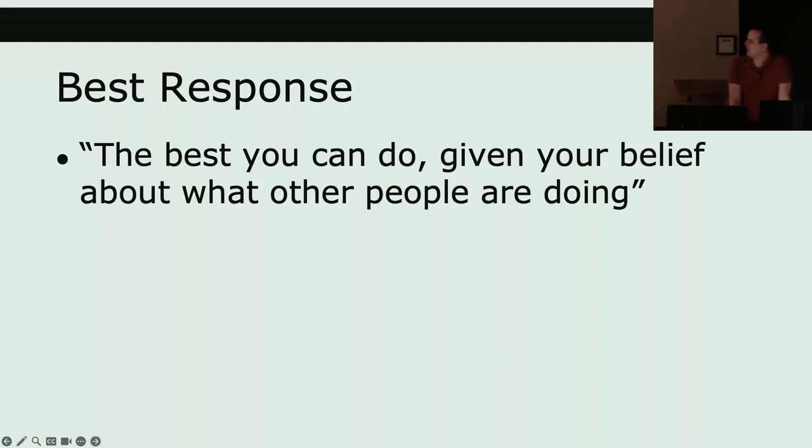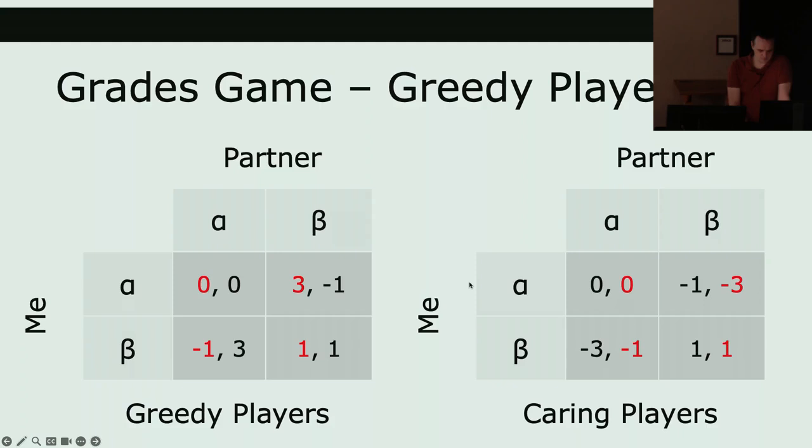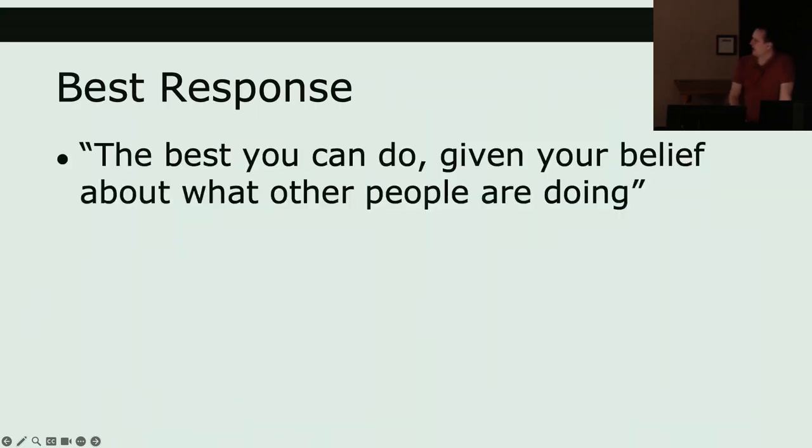So let's go back to this idea that we talked about last time of a best response. It means the best thing that you can do given your belief about what other people are doing. So if you fix the action of the other players in the game, what is your best possible thing that you can do in response to that?